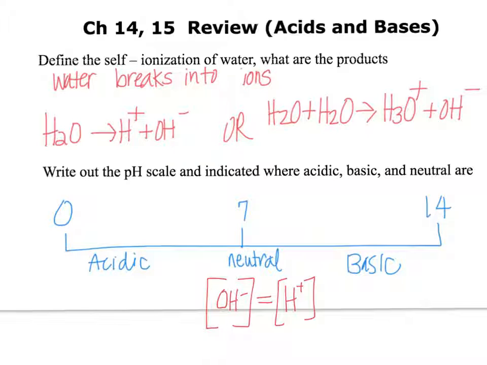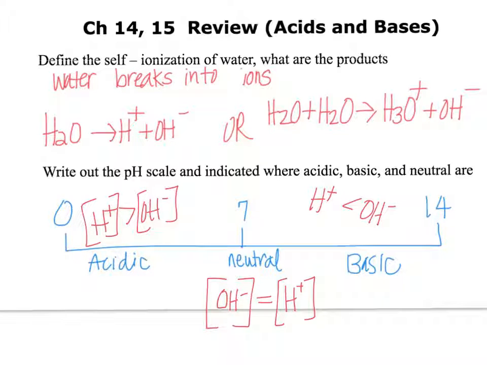And when you're acidic, your hydrogen ions are greater than your hydroxide. And when you are basic, then your hydrogen ions are less than your hydroxide ions. So that's an important thing to remember. And so that is our pH scale.